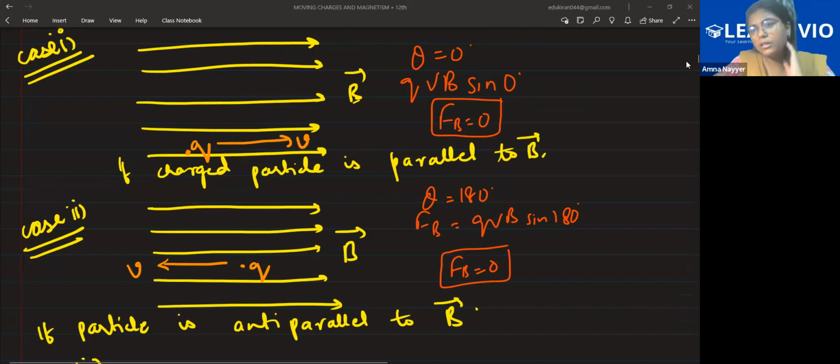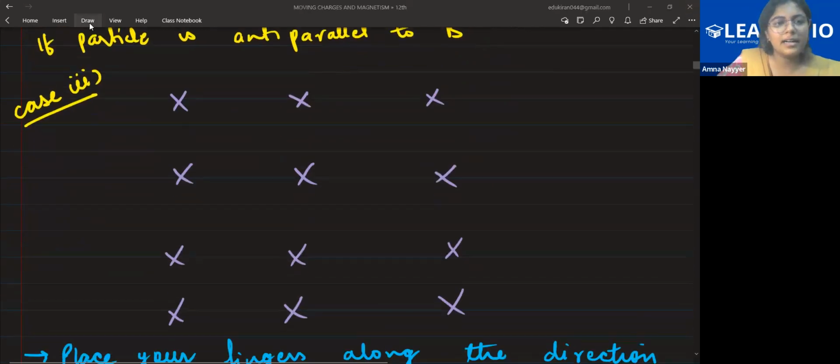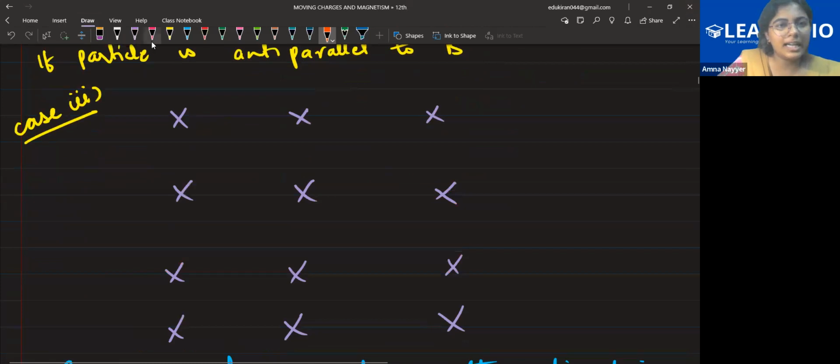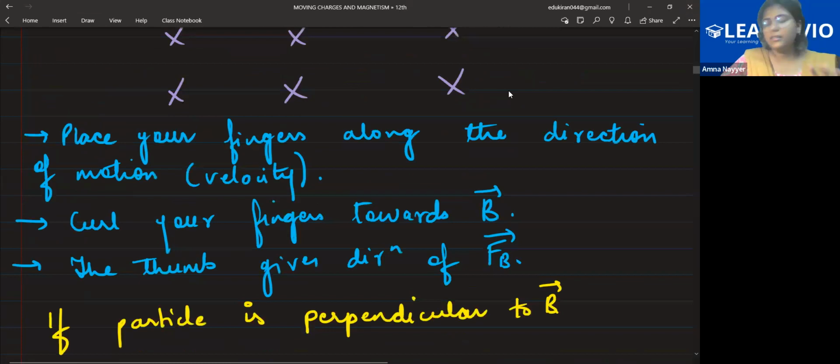Okay, class. Now the last case which was left. In this, we'll be using a right hand thumb rule to find out. The same right hand thumb rule we have to use. Instead of current, we'll be using velocity. I've written the thing so that you can see just in case.